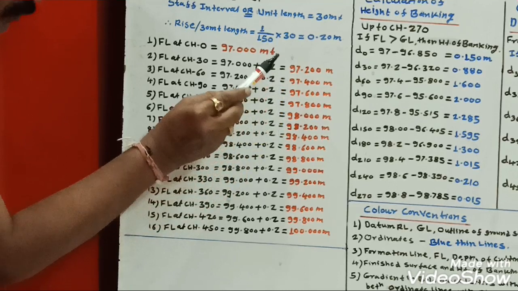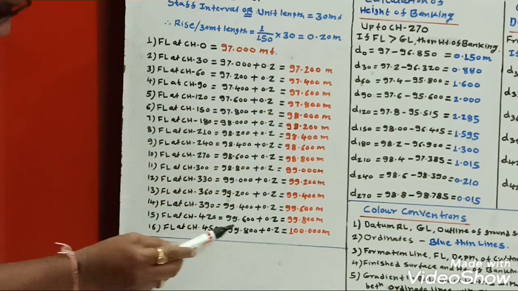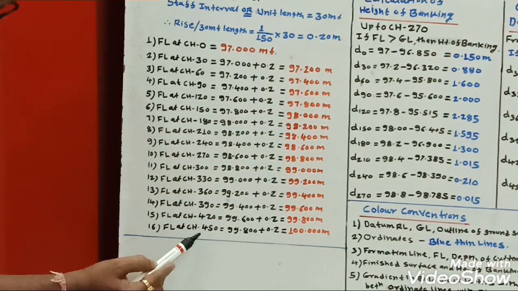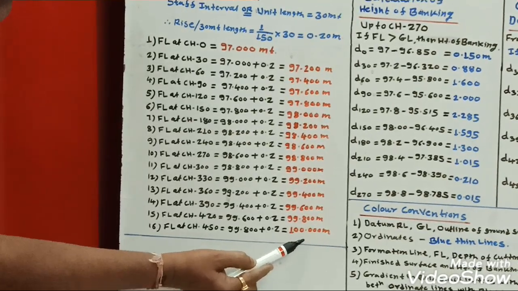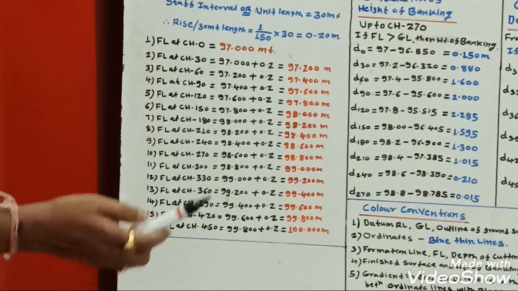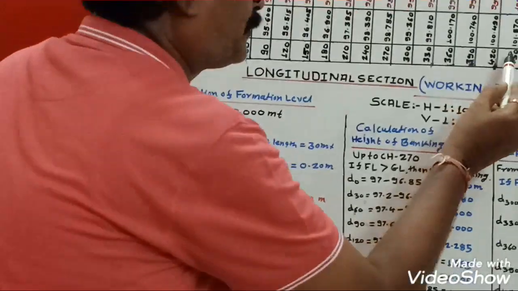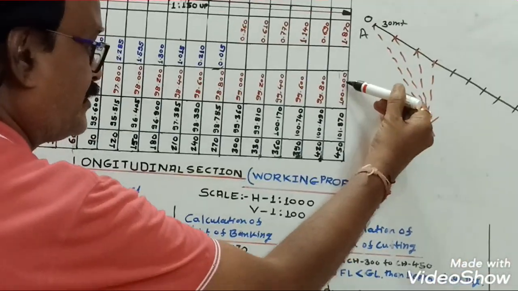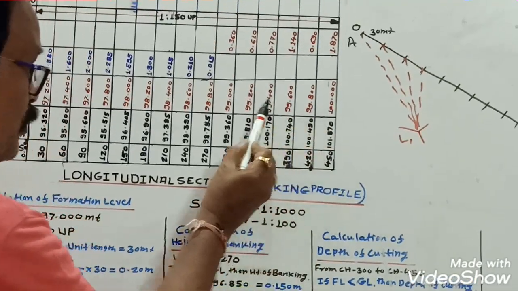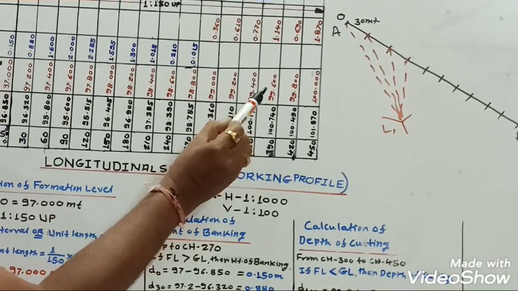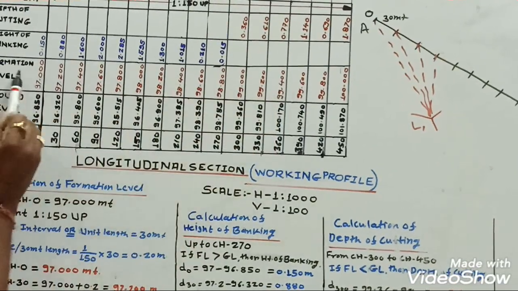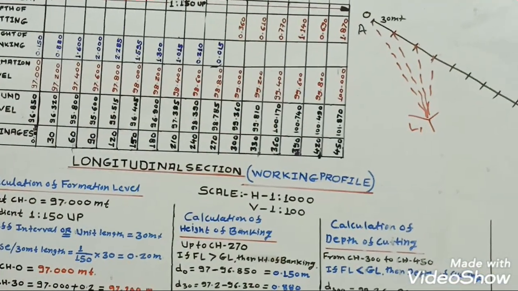Like this, the formation levels are calculated up to the chainage of 450, that is 99.8 plus 0.2, that is 100 meter. And therefore, for this chainage of 450, the formation level is 100 meter. And all these formation levels are written in red ink. It is the convention, color convention, which is used for mentioning the formation level.